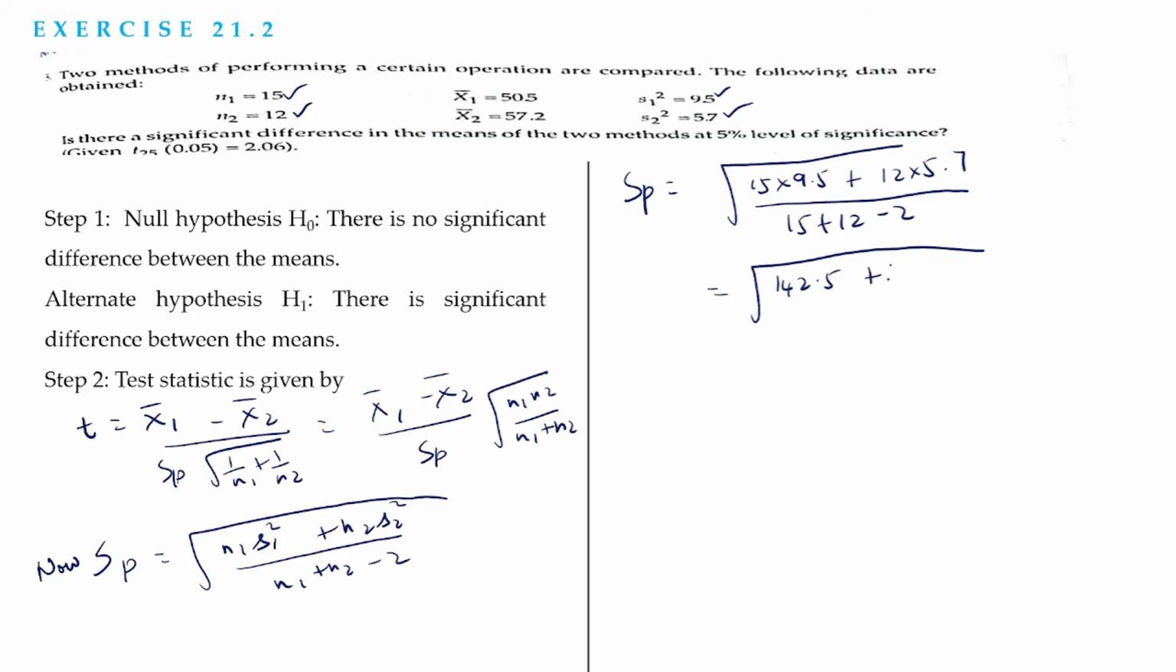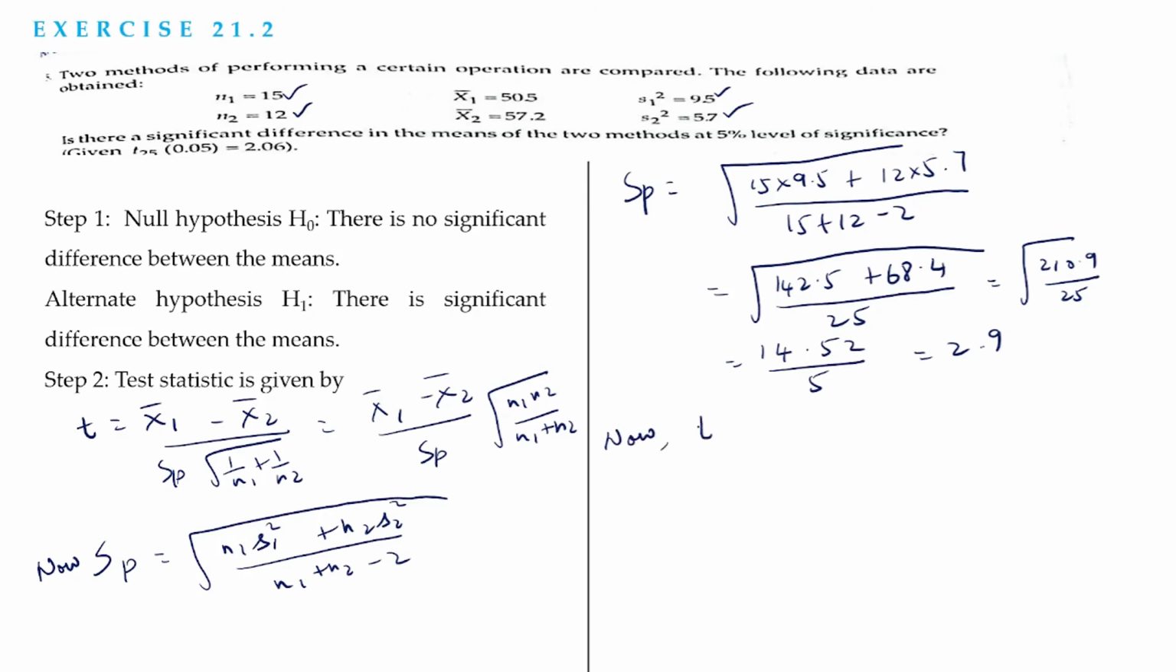So this is equal to root of 142.5 plus 68.4 upon 27 minus 2, 25. So this is equal to root of 210.9 upon 25, or it is root of 210.9, which is approximately 14.52, upon 5. This is approximately equal to 2.9.